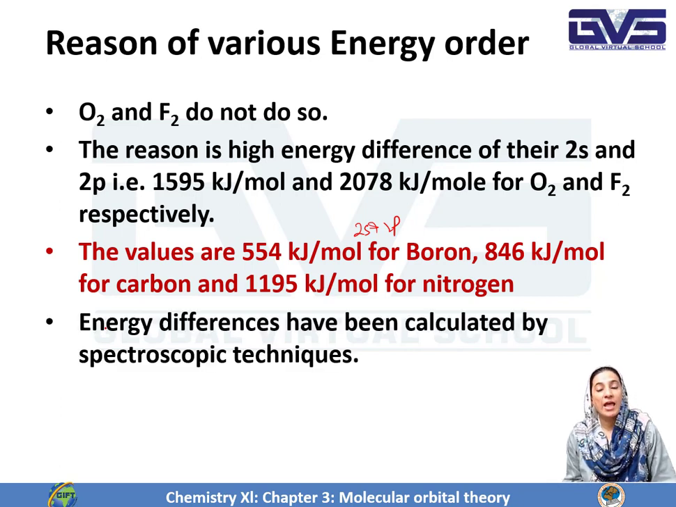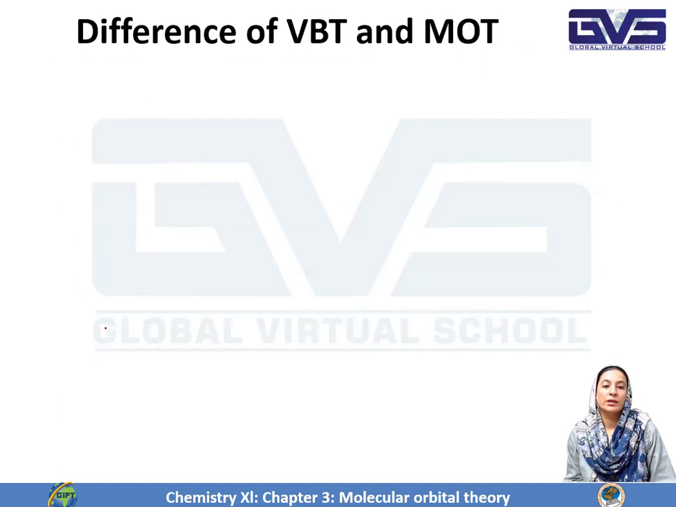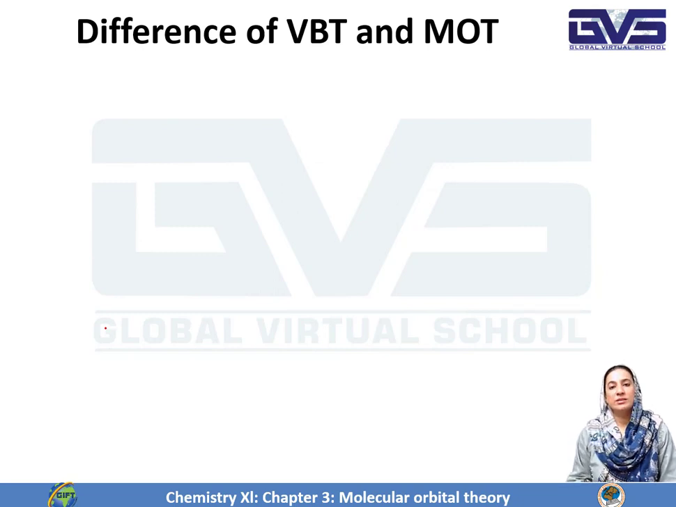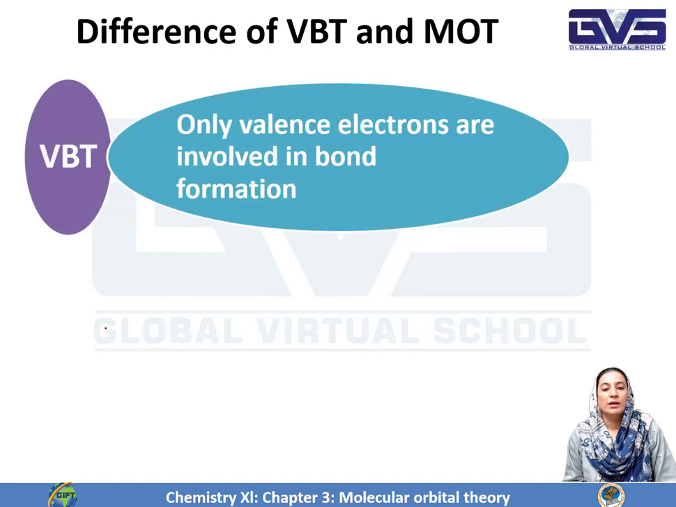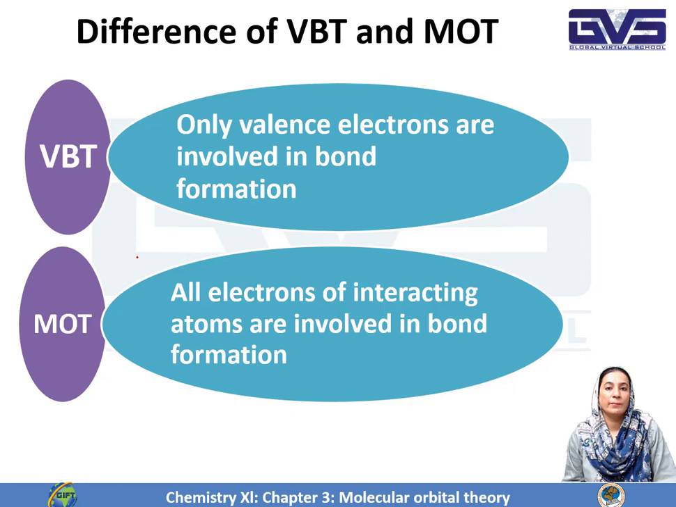These energy differences have been properly calculated by spectroscopic techniques. Now come to the difference between valence bond theory and molecular orbital theory. There are a lot of points which molecular orbital theory explains but valence bond theory does not, and vice versa. First, according to valence bond theory, only valence electrons are involved in bond formation, but according to molecular orbital theory, all the electrons of the interacting atoms that are part of the molecule are involved in bond formation.